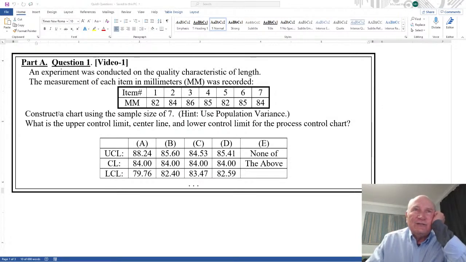Okay, here we go. Construct a chart using a sample size of 7. There's 7 of these things. Now, use a population variance. What's the upper limit, center line, and lower limit for this process control chart? One of these is right, I'm pretty sure.